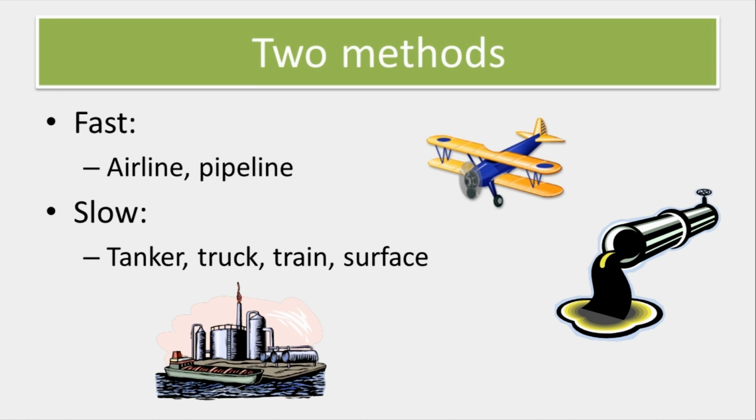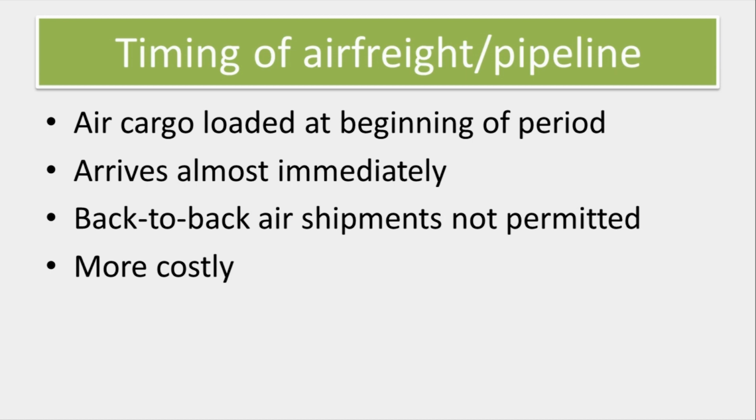Slow method is usually the surface shipping, which is either tanker, truck, or that sort of thing. And you'll find that that takes a whole period. So it's on the truck for the whole period and then arrives at the very end of the period. Okay, so as I said, with air freight, you'll find that it arrives almost immediately, so it's available for sale.